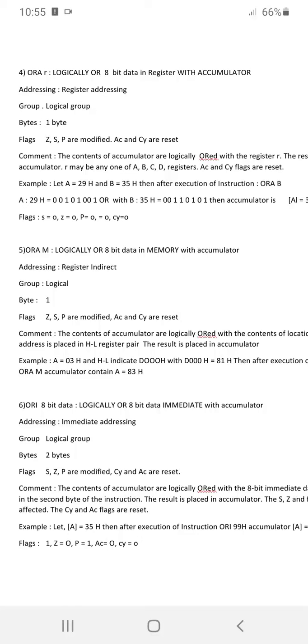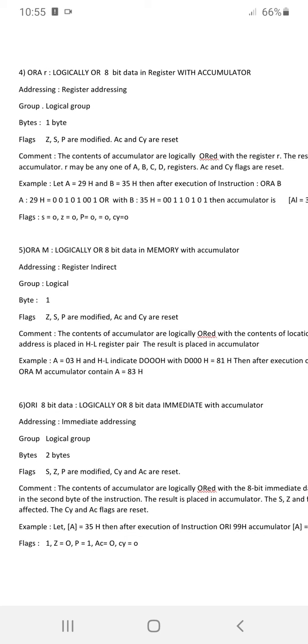Today we are going to learn another logical group instruction. Here we are making ORing of data. In the last year we learned about the OR gate, which performs the ORing operation. If both the inputs are low, then the output will be low, otherwise the output will be high.